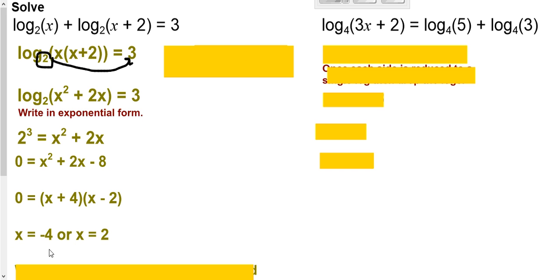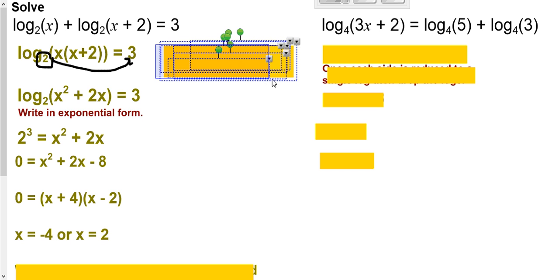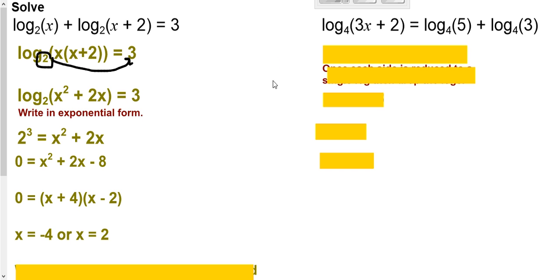And we get two numbers, -4 and 2. But remember, the definition of a logarithm said that whatever's after your log has to be positive. So we have to check our answers. Sometimes negative answers will work. Sometimes positive answers won't. It all depends upon the original problem. You need to check it in the original problem. So let's take our -4. Plug it in here after this log. Well, that ends up being negative. So that does not work.